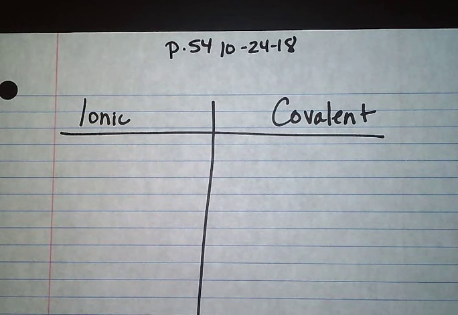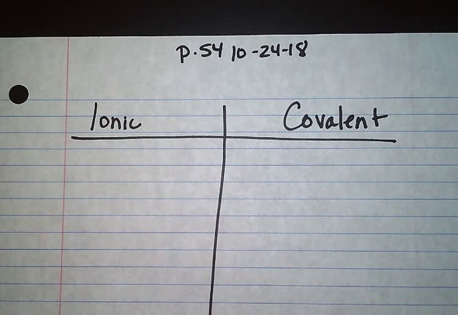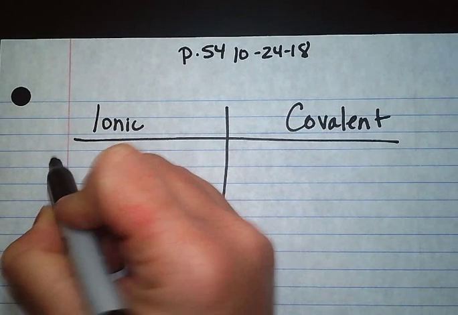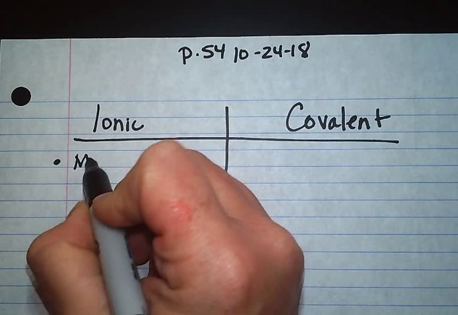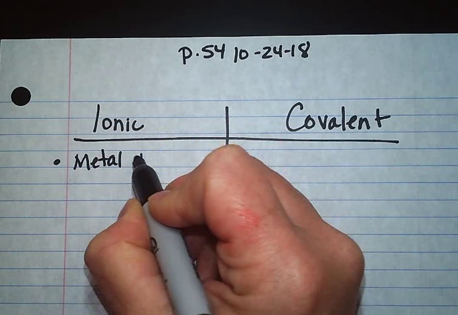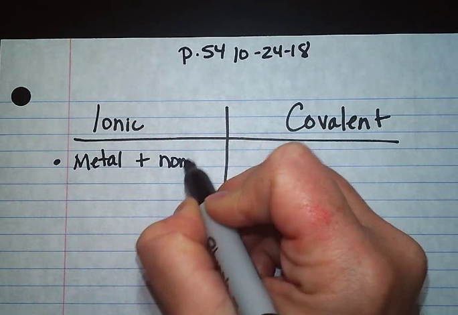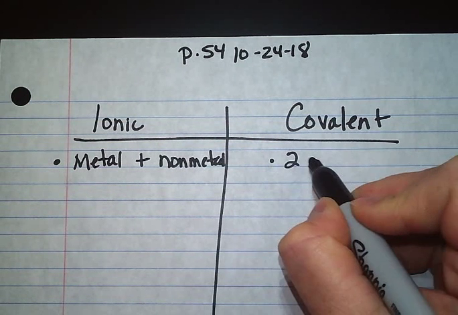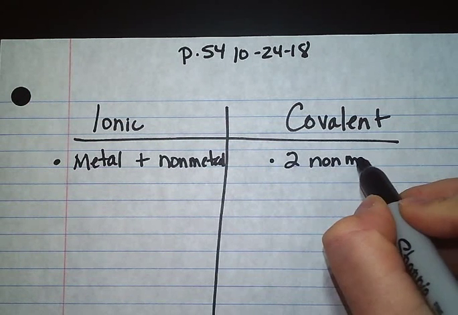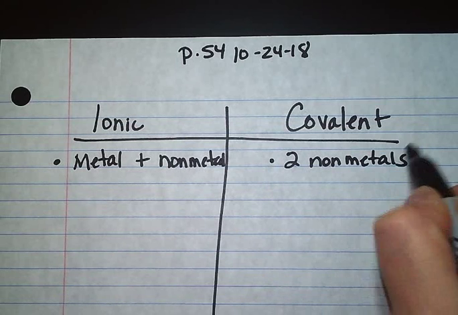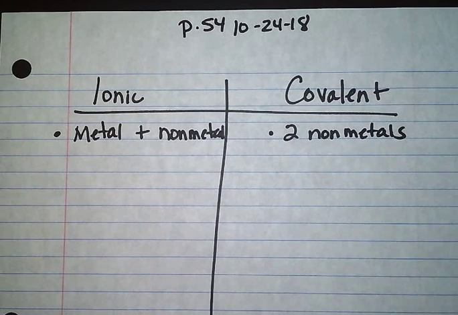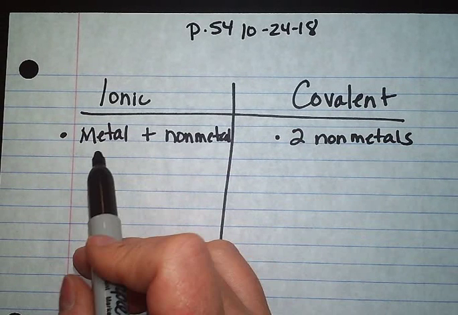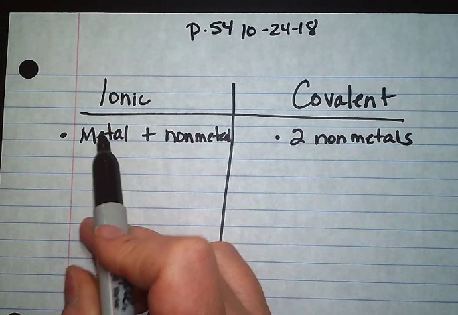So the very first thing is they're made up of two different things that we've discussed many, many times in class. The first thing about an ionic one is a metal bonded to a non-metal, where a covalent is two non-metals. So that's the first difference, and you should be able to see that at first glance. If the first element is a metal, then you have an ionic bond.